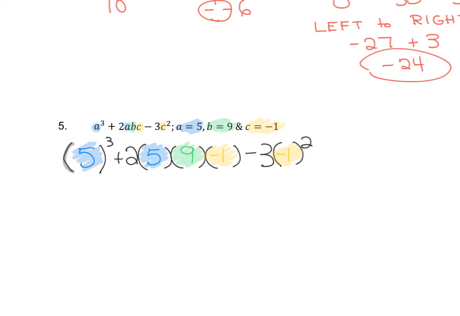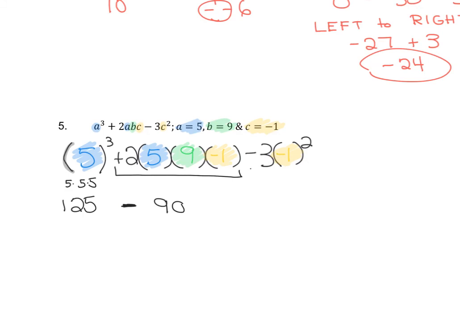So 5 times 5 times 5 is 125, which is 5 to the third power. This piece, okay, 2 times 5 times 9 times -1. It's definitely going to be a negative because I have that negative in there. 5 times 9 is 45, times 2 is 90, times the 1 is just 90 still, and it's, again, negative.